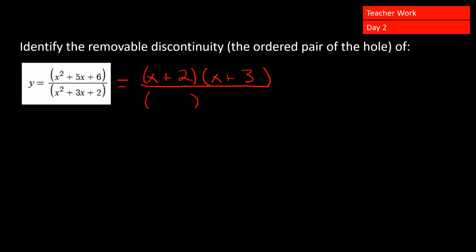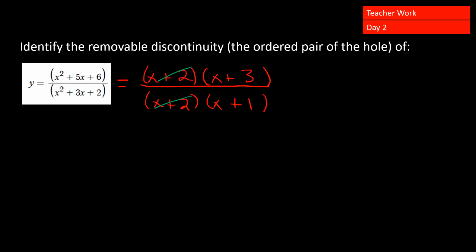Same thing in my denominator. I'm going to break this down. x squared would be x times x. 2 numbers that added give me 3, but multiplied give me 2. That'd be a plus 2 and a plus 1. 2 plus 1 is 3. 2 times 1 is 2. So then you will see here that we can remove this x plus 2 and x plus 2.